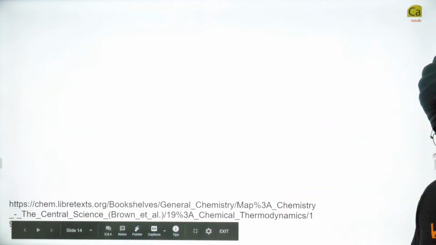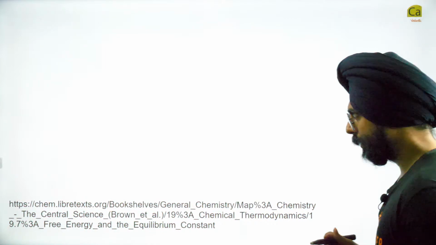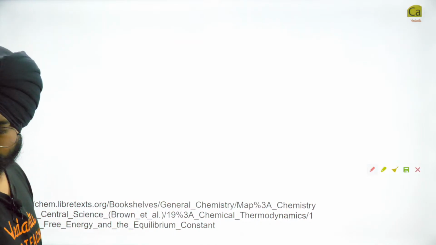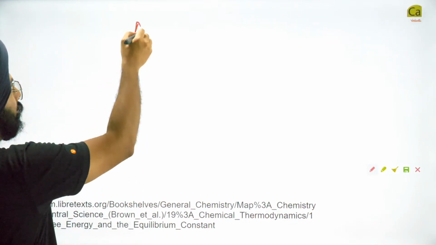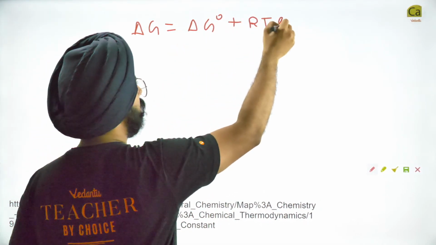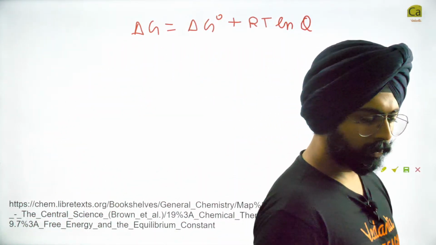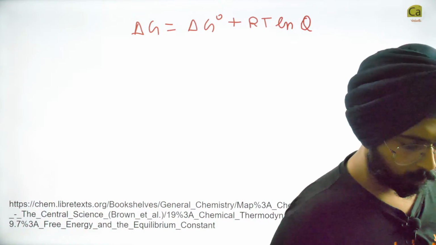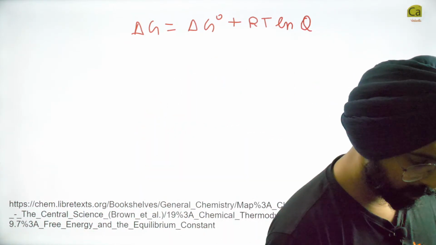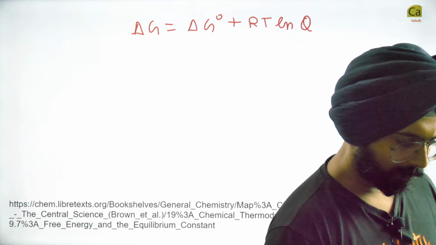Next equation that I'm going to show you right now is very interesting. Do you remember this equation? Delta G is equal to delta G naught plus RT ln Q. Has anyone seen this particular reaction? So what I'll do is I'll tell you how to look at the derivation for this. If you haven't seen this already, just give me one moment. Trying to open the derivation of this.